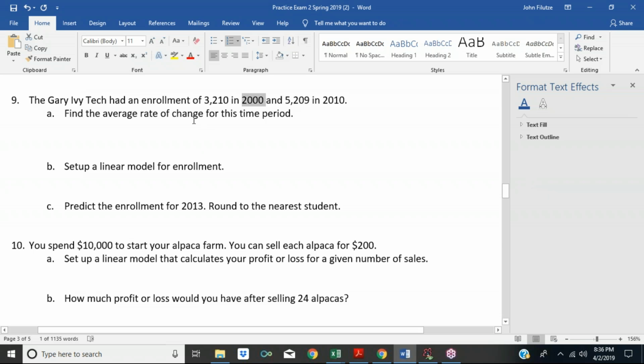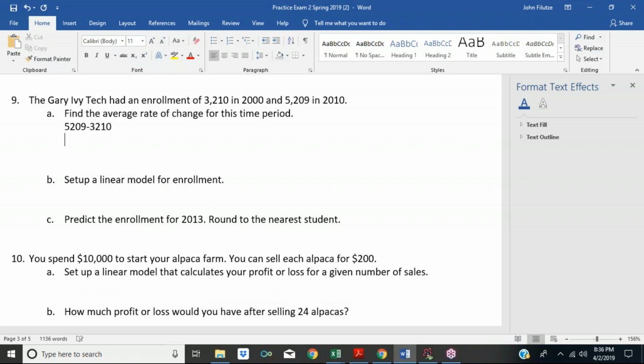So on this one, we're going to take the new minus the old, so 5209 minus the 3210, and we're going to take that and divide it by 2010 minus 2000. So we're going to do 1999 divided by 10. 199.9. That looks like the rate of change, so approximately 200.